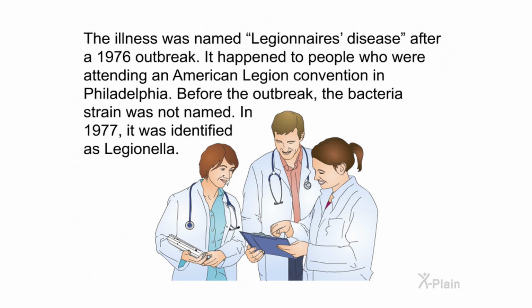The illness was named Legionnaires disease after a 1976 outbreak. It happened to people who were attending an American Legion convention in Philadelphia. Before the outbreak, the bacteria strain was not named. In 1977, it was identified as Legionella.